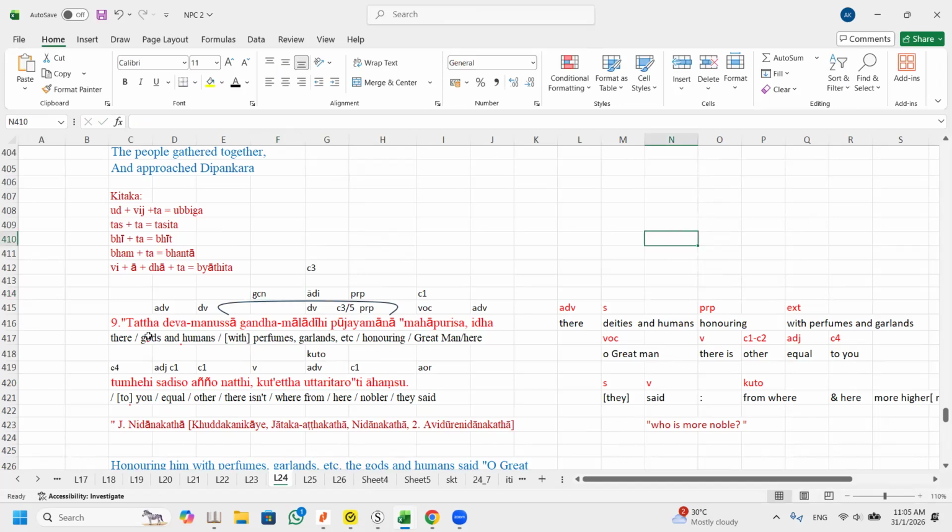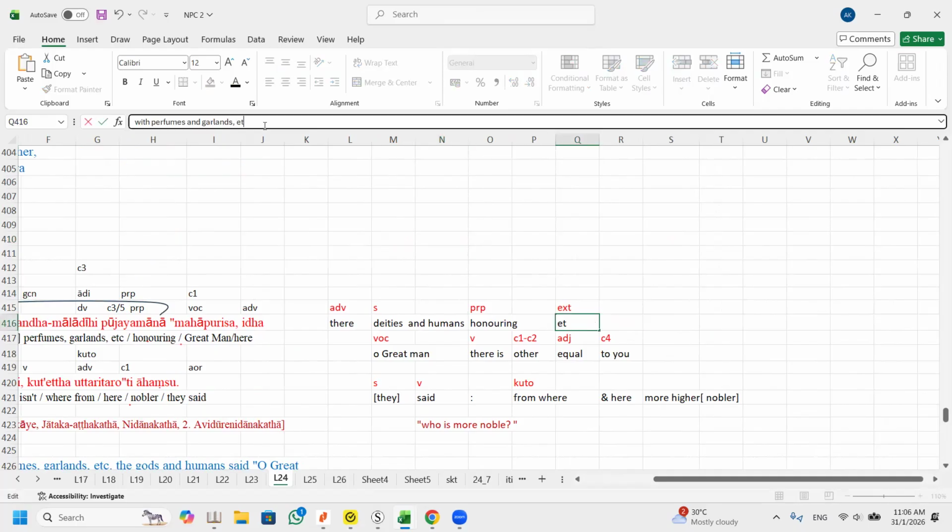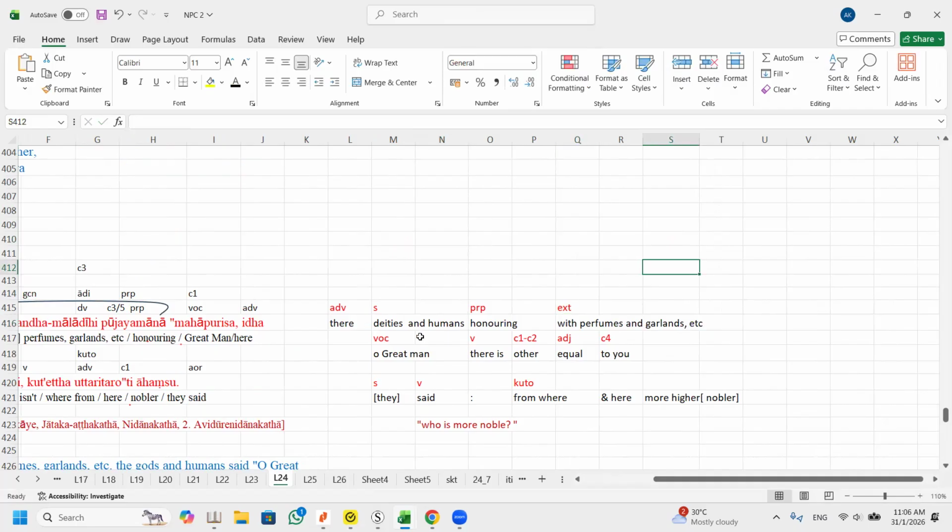Now, the word tata. Can you see this one? Deities and human. So this is the verb describing this GCN. Honoring. Can you see? With perfume, garland, etc. So that means this line is finished. The next line is here. Here is the vocative: oh, great man.